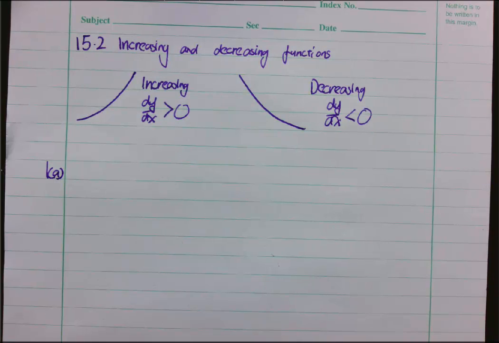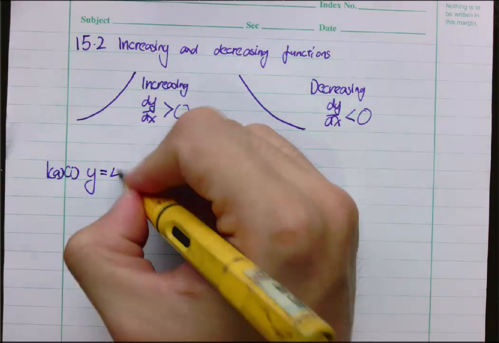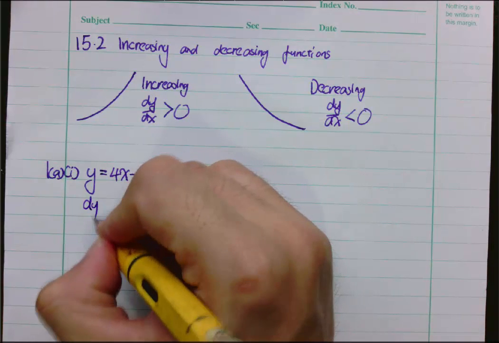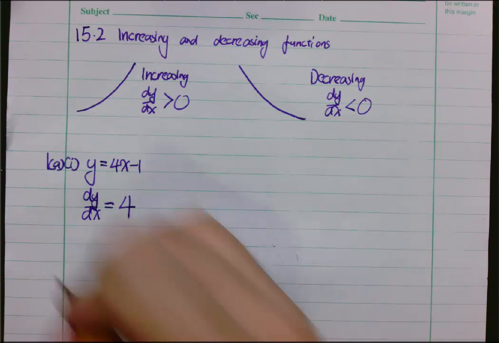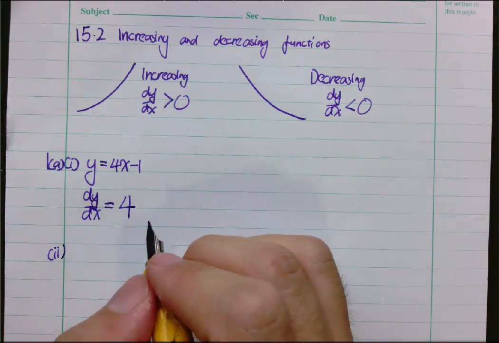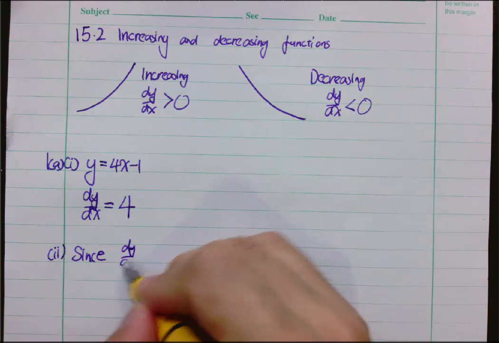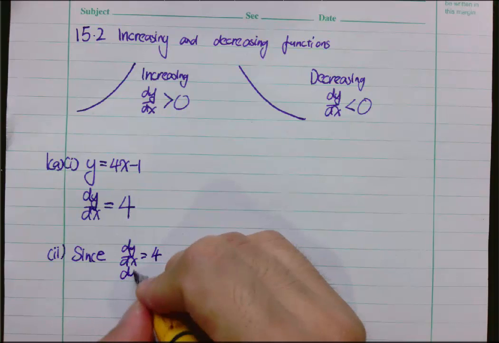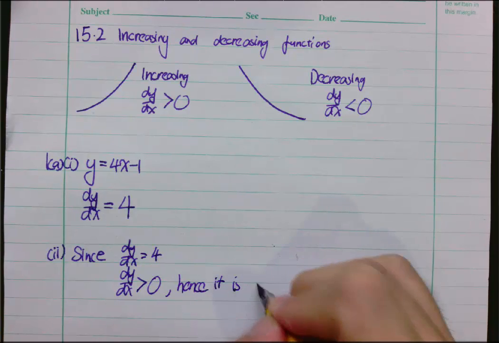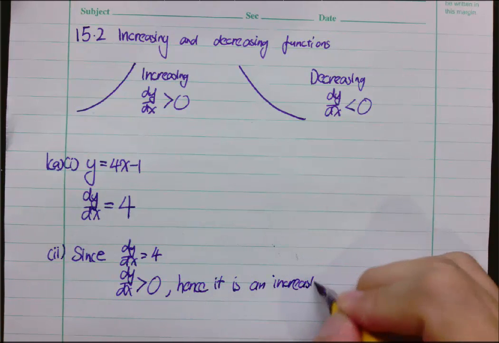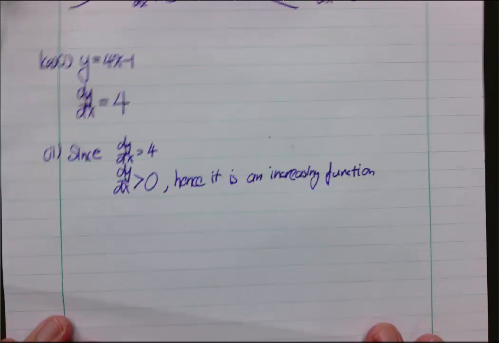1a part 1 says, find an expression for dy/dx. My function y equals 4x minus 1. My gradient dy/dx is equal to 4. Now in part 2, they ask, is it an increasing or decreasing function? Since dy/dx is equal to 4, I can say that dy/dx is greater than 0. Hence it is an increasing function.